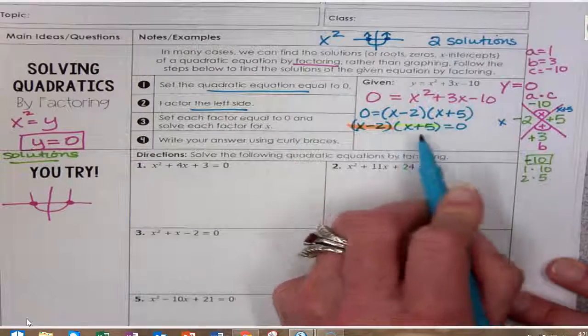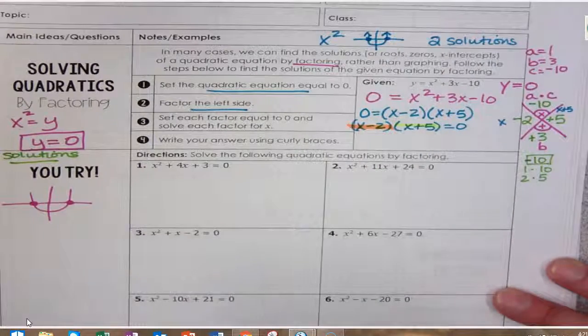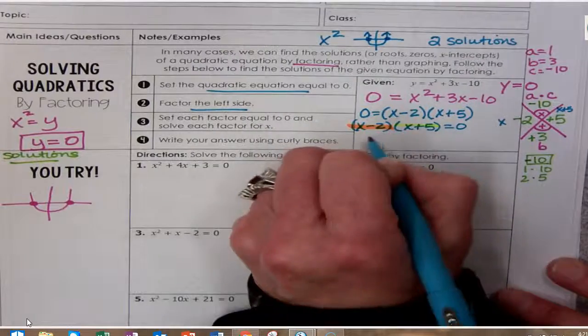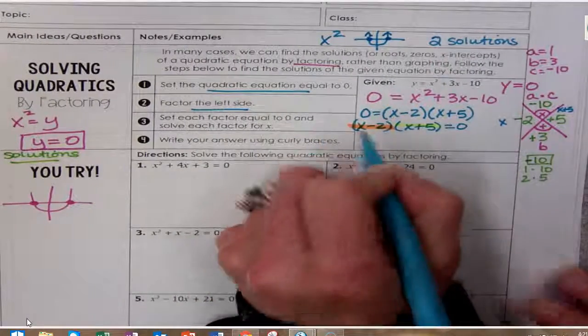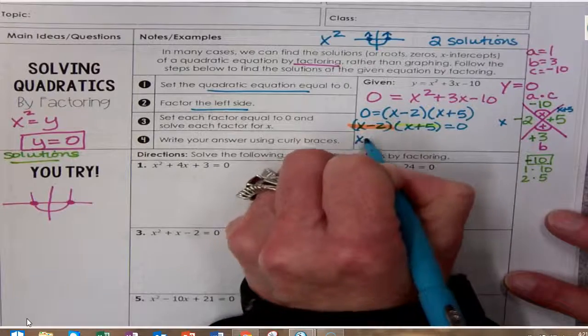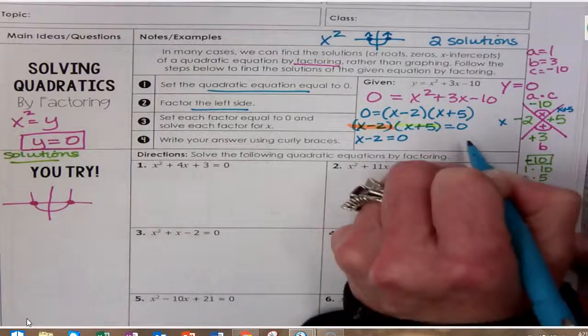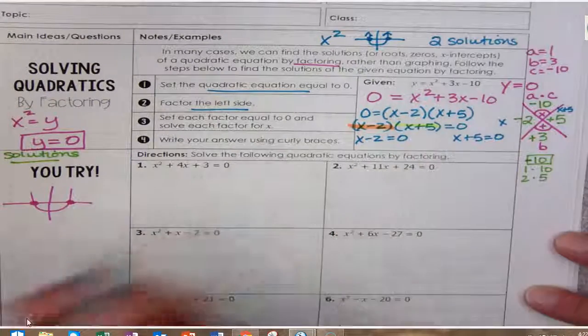So we're going to need two solutions down here. There are going to be times where we have no solutions, and there are going to be times where we have one solution. But right now, we're hoping for two solutions. So we say, okay, x minus 2 may equal 0. What happens when that happens? And what happens when x plus 5 equals 0?